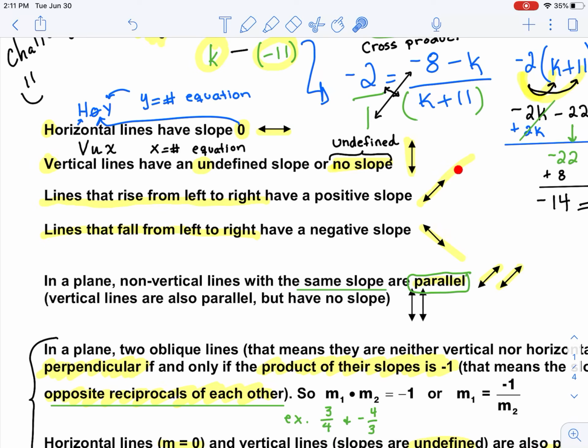So from the furthest left point to the furthest right, it's like you're going up a roller coaster ride, so your slope is increasing. It's positive. Lines that fall from left to right have a negative slope. So you look at the furthest left of the graph, which is this point, and from left to right, it is actually going down, so we would say the slope is decreasing.